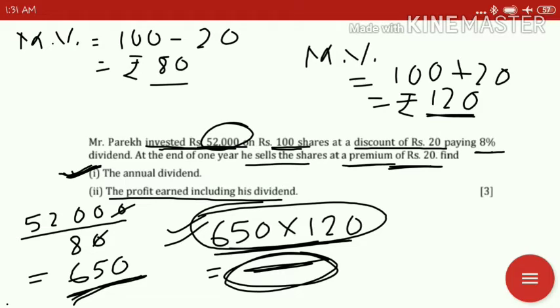So that was the question for 2011. Very easy. If you go through it very minutely, word to word, and understand the meaning of it, then you can easily understand the question and solve it. Okay, now we'll go for the next year, 2012.